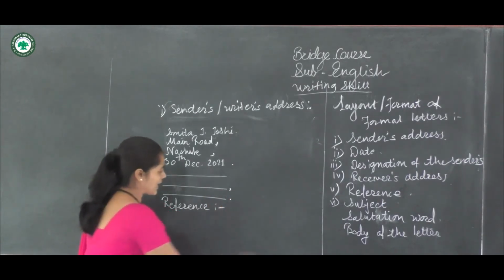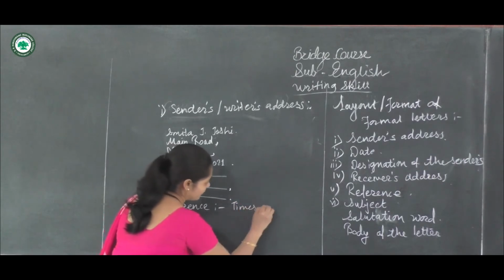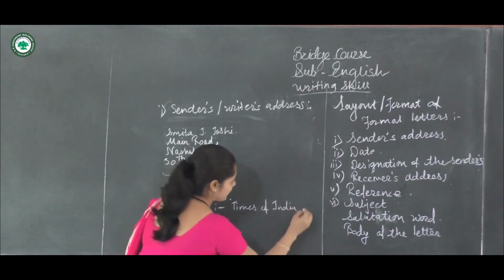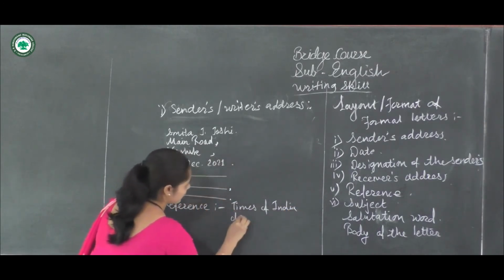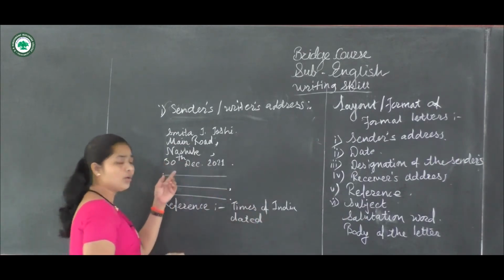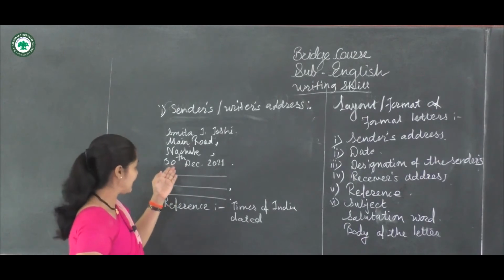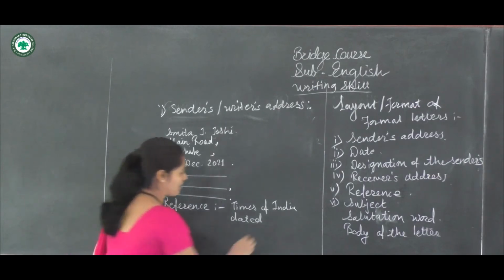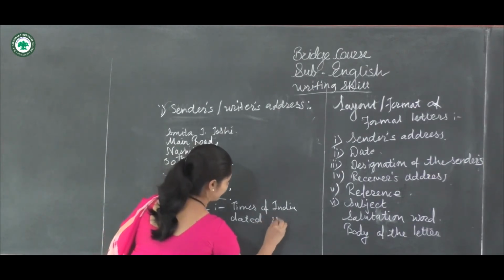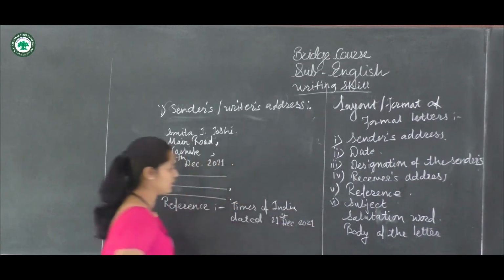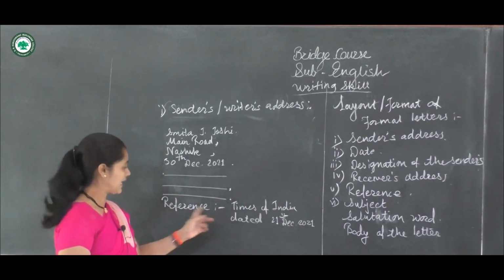Okay, for example, I have to write here Times of India, and dated, for example, 13 December. You will write like that. If it is 13 December, the date before that you have to write. For example, I have to write here 21st December 2021, like that. You have to write like that in the reference.